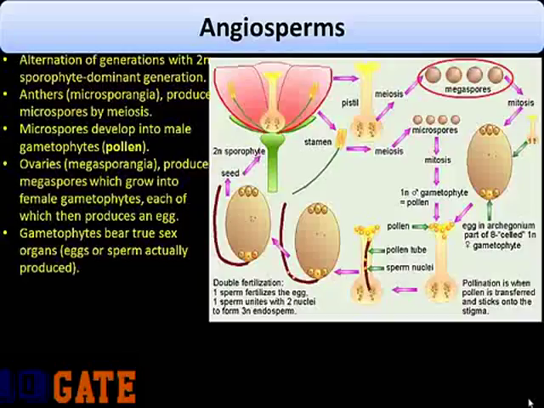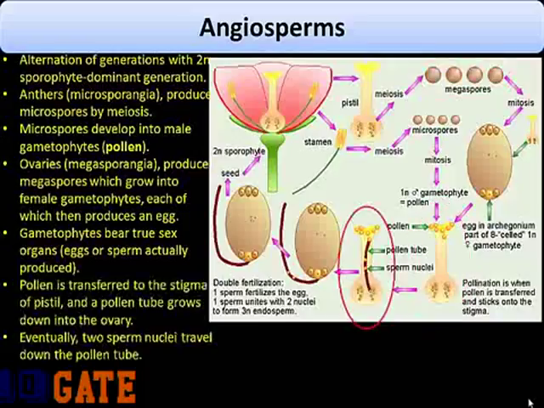actually produced. By some means, say by wind or by an animal pollinator, the pollen is transferred to the stigma of the pistil and a pollen tube grows down into the ovary, as can be seen in the diagram. Eventually, 2 sperm nuclei travel down the pollen tube.